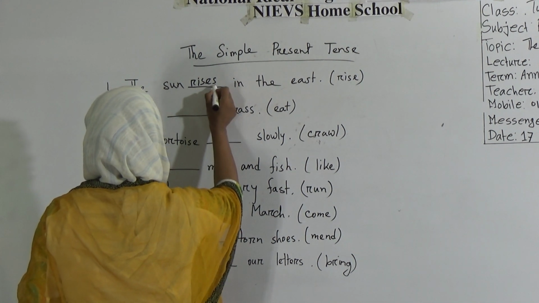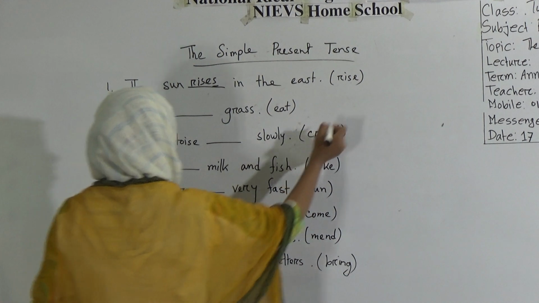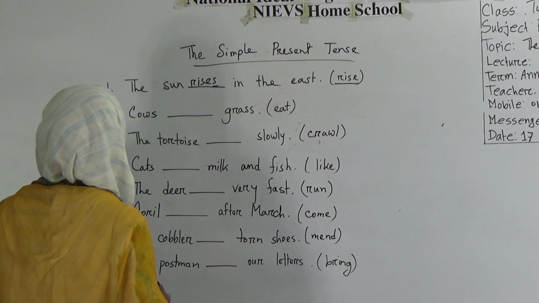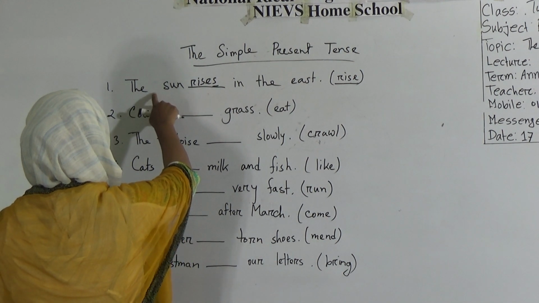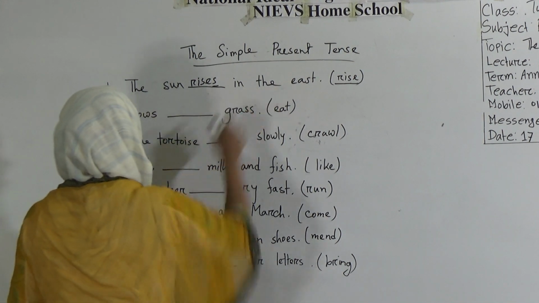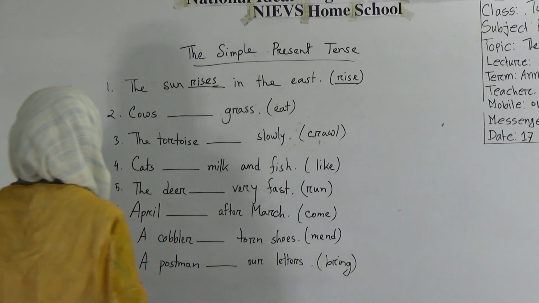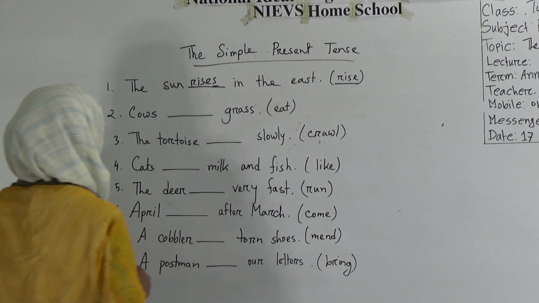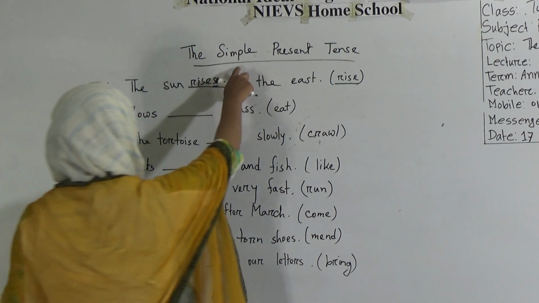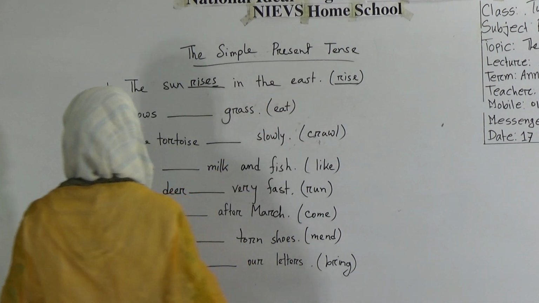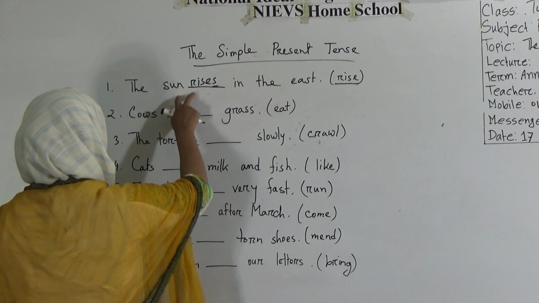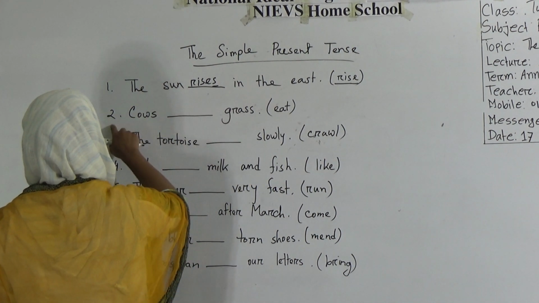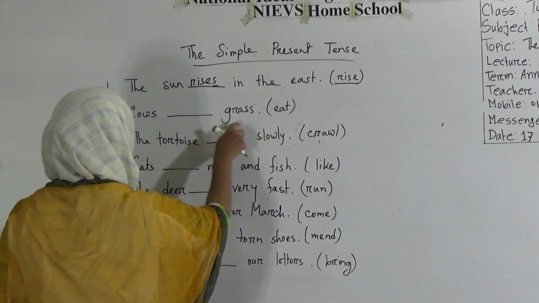You can see I have added s with rise. In this sentence, the sun rises in the east. It's an eternal truth. We see every day that the sun rises in the east. So this is the simple present tense. From the definition you can say this is the simple present tense. It's a general truth. Then number 2, cows dash grass.